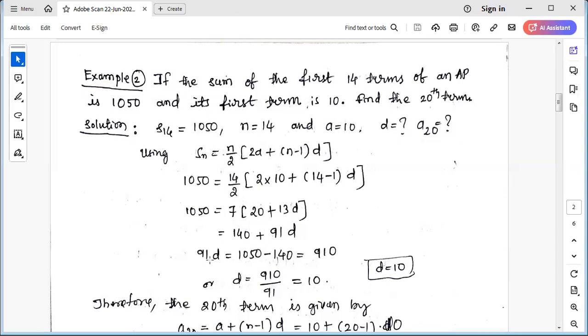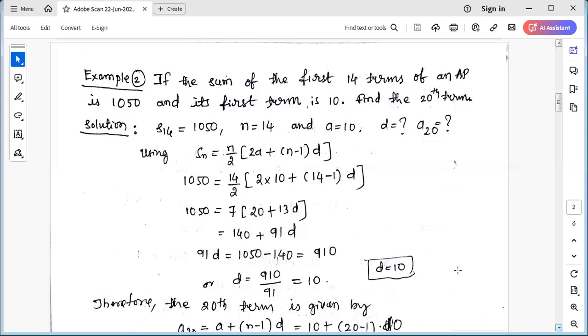That means 91d is equal to 910, or d is equal to 910 divided by 91. So this 91 goes to the denominator. 910 divided by 91 is 10, because it is 10 times. So therefore we got the value of d, it is 10.